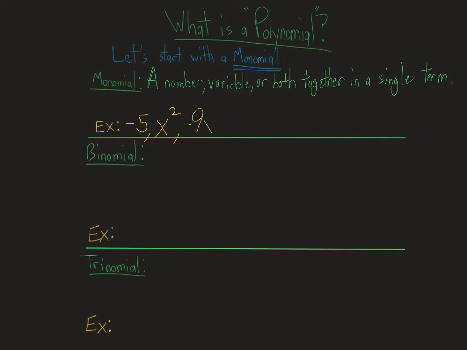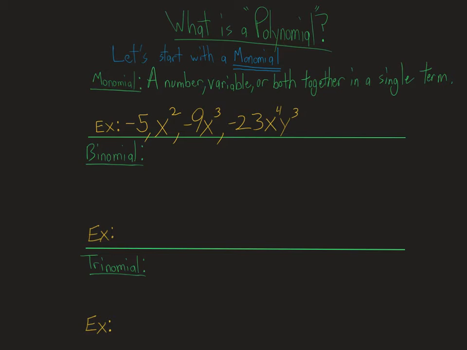So -5, x squared, put them together. Something like -9, x cubed. That's another monomial. It's just a number or variable or both. And we can get big. You can have something like -23, x to the 4th, y to the 3rd. There you go. That's all a monomial. It's just a single unit, number, variable.